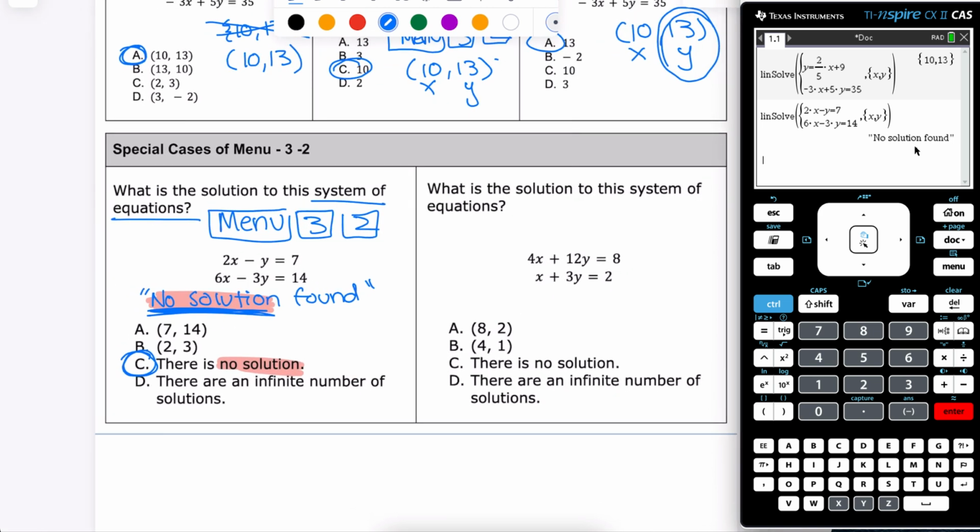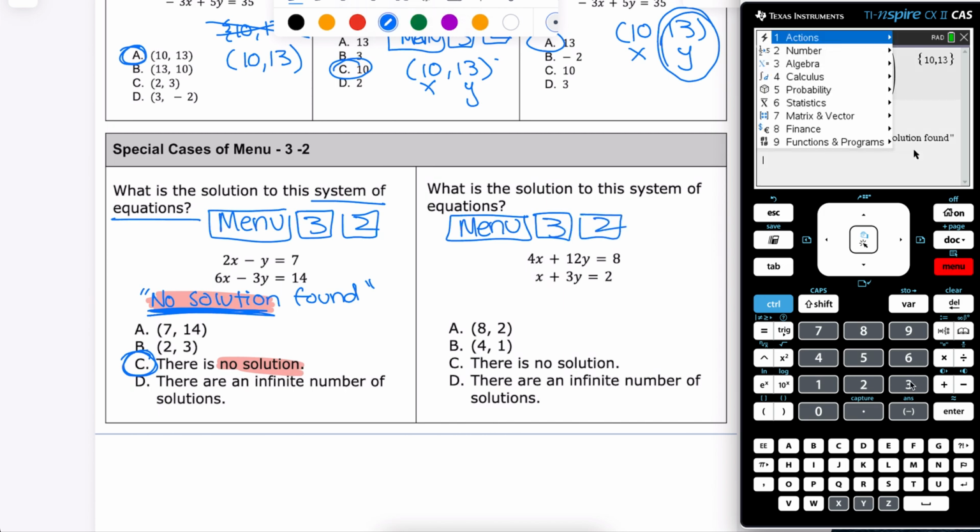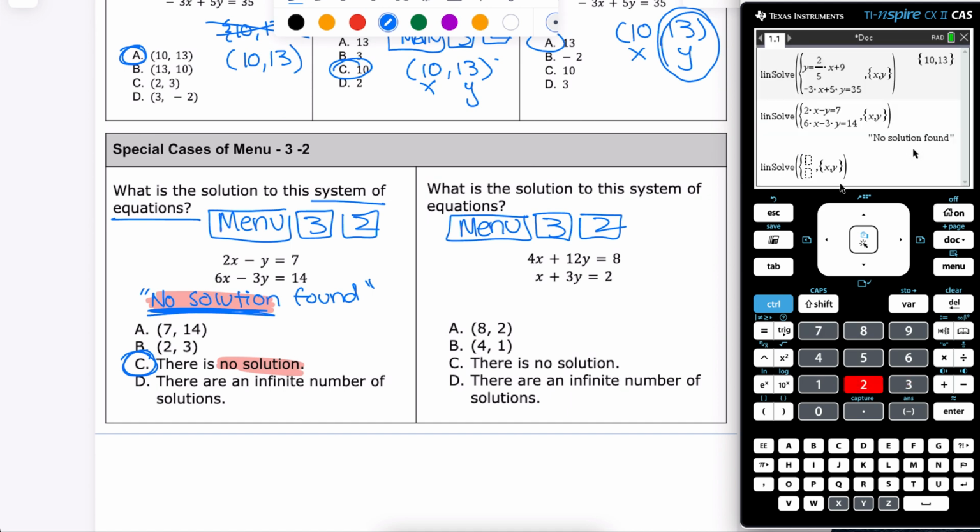Now for the last one. It says, what is the solution to the system of equations? Here's two equations. When you see two equations, always Menu-3-2. Remember, you're just pressing the buttons on the calculator. Menu-3-2. So now, for the first box, we're going to put 4x plus 12y equals 8.